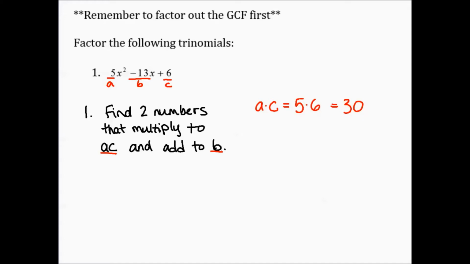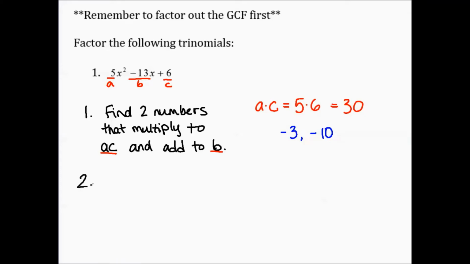If you need to, you can write out a list of factors, or later in the video, I'll show you how to use the calculator to help you find those numbers. But for this example, we need to think about numbers that multiply to 30, and then find two that add up to negative 13. So in this case, that would be negative 3 and negative 10.